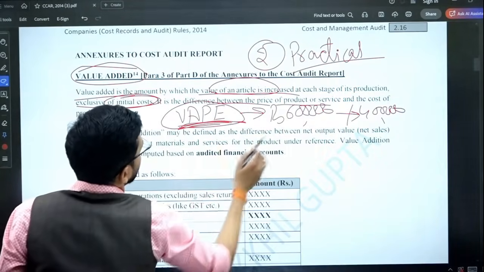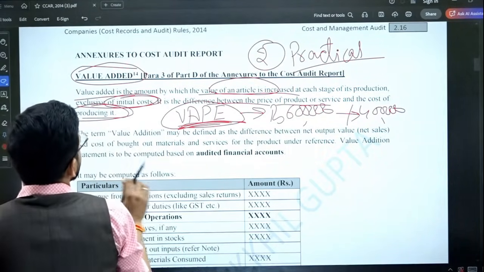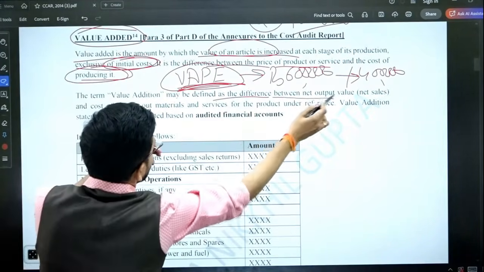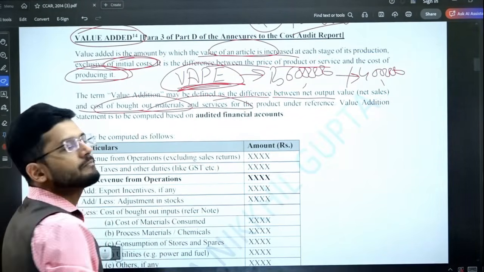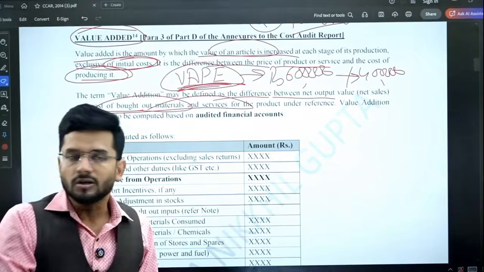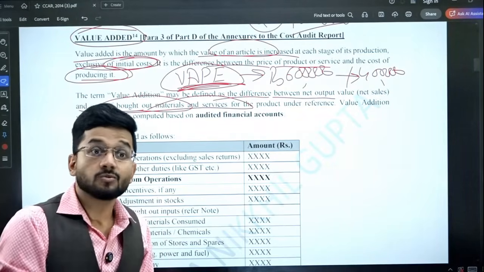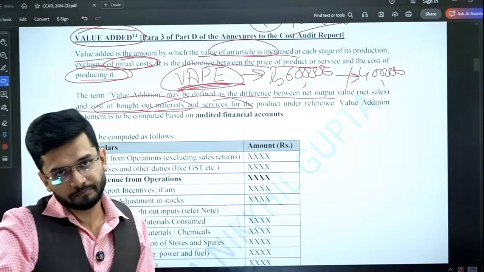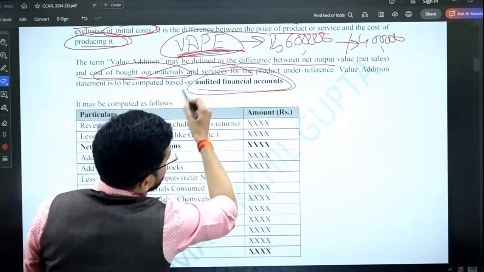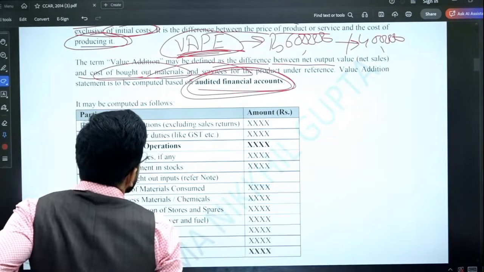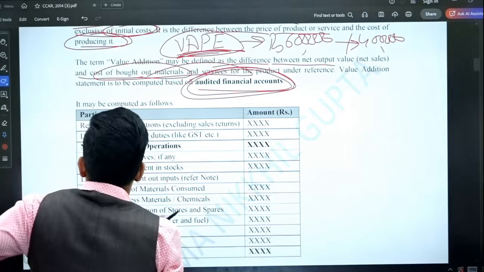It is the difference between the price of the product and the cost of producing it. The term value addition may be defined as the difference between net output value, that is sales, and the cost of bought out material and services. So the employee is bothered about what sales they have achieved minus the cost of production. That's it. This is always based on audited financial statements.